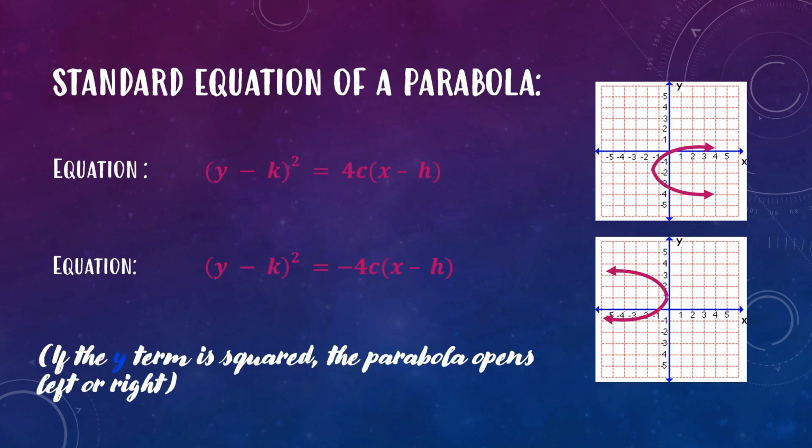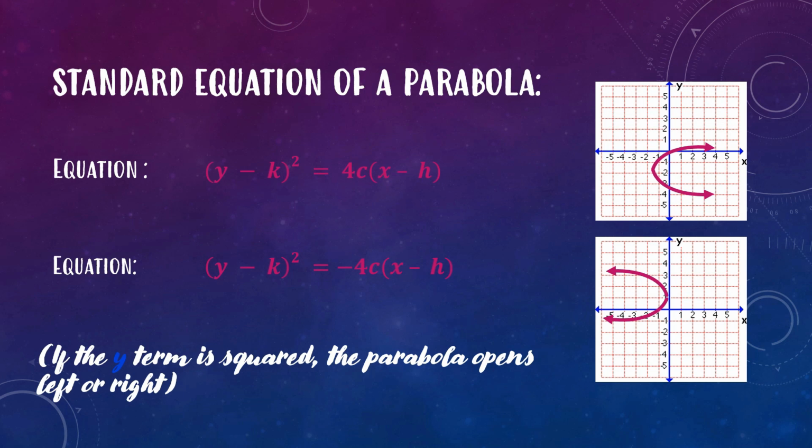Okay, next equation, we have quantity of y minus k squared that is equals to 4c times quantity of x minus h. The last one, we have quantity of y minus k squared that is equals to negative 4c times quantity of x minus h. Okay, if the y term is squared, the parabola opens left or right. So it opens left or right.